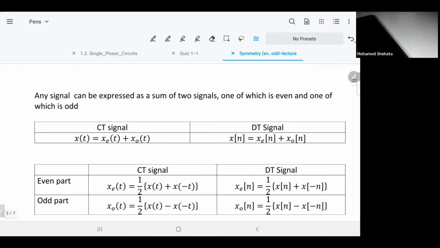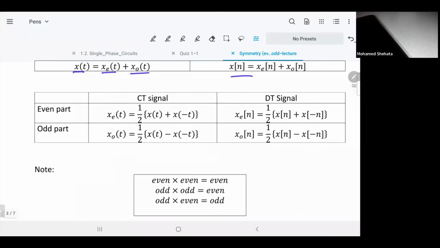The expression will be like that. For continuous time signal, any signal x of t is equal to the even component plus the odd component. Any function, any signal. The same thing for the discrete: x of n is equal to the even component plus the odd component. How can you get it? How can you get the even component and the odd component of any signal? Very simple.